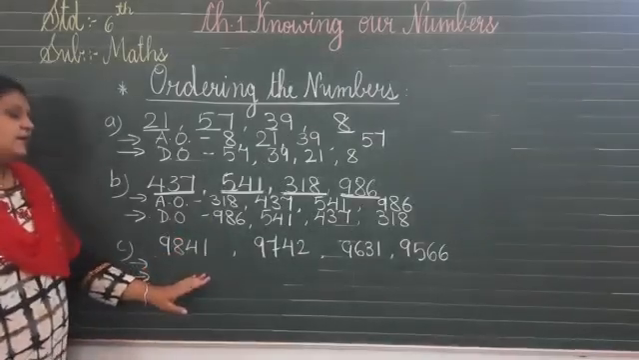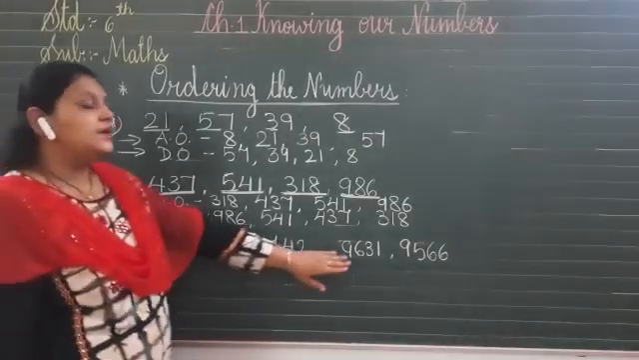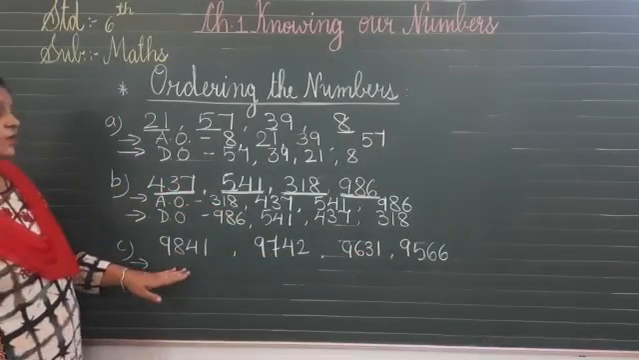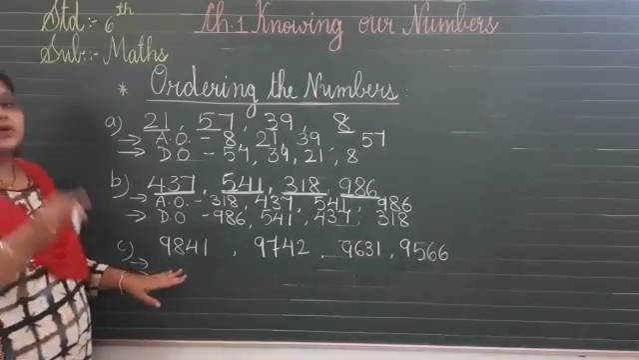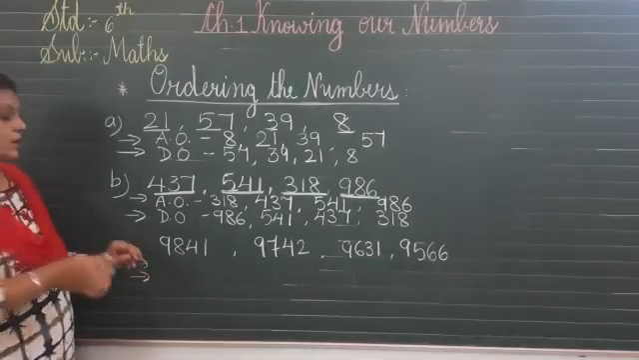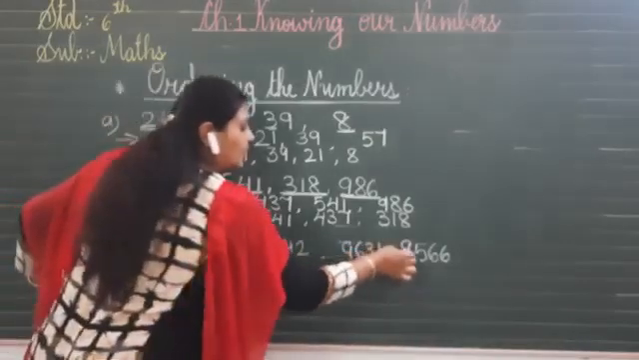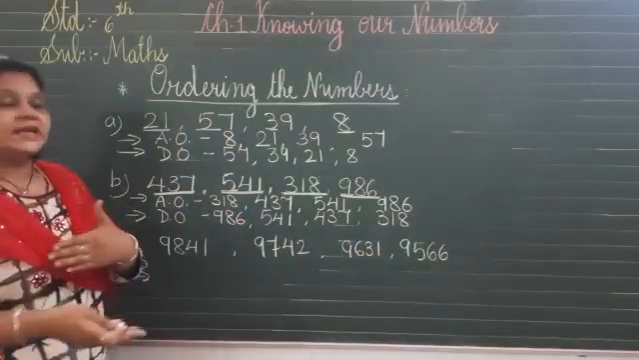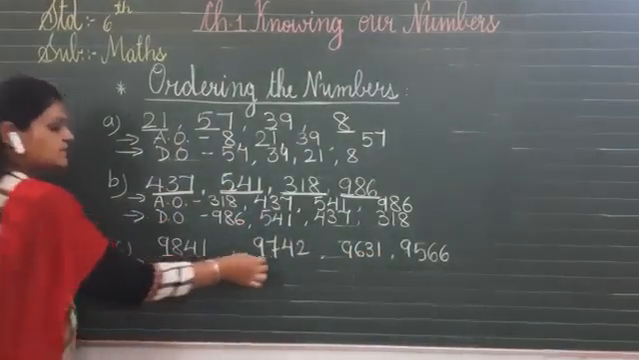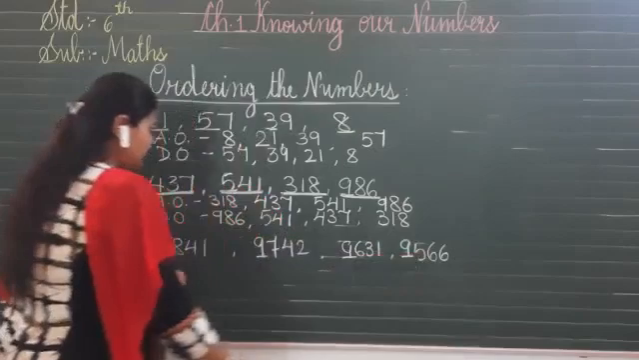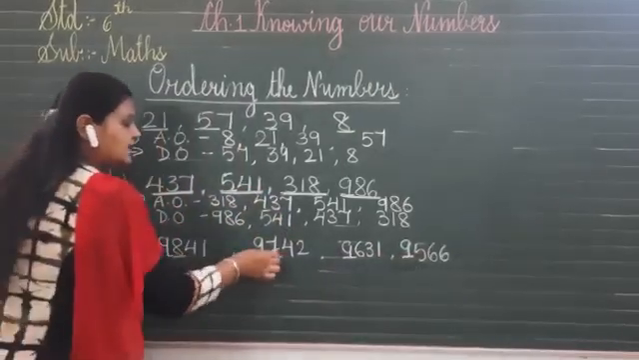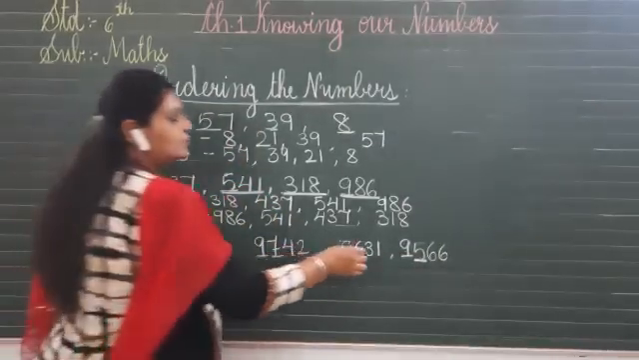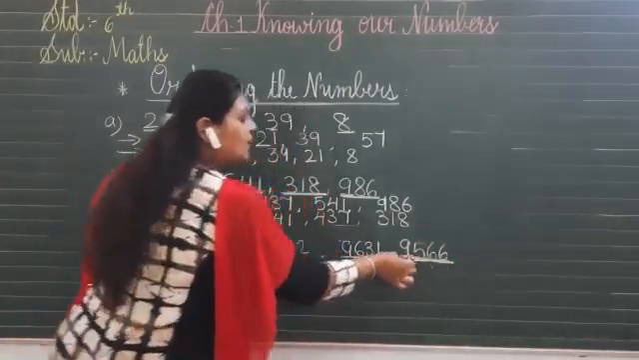Next given set is of 4-digit numbers. Now if we look at the numbers, we can see that the first place of each number is equal: 9, 9, 9 and 9. Now what will we do? We will move to the second place. So first place is equal, let us see the second place: 8, 7, 6, 5. Here 5 is smaller, so this is the smaller number.